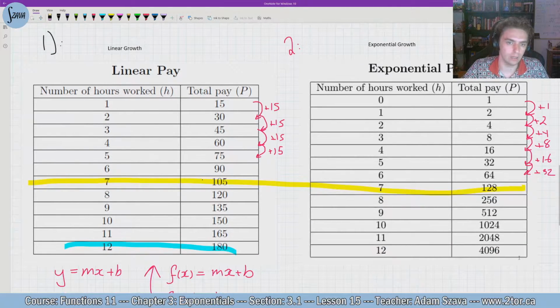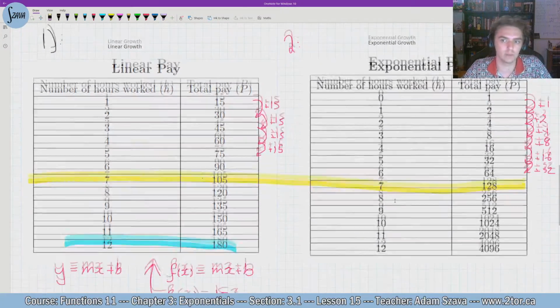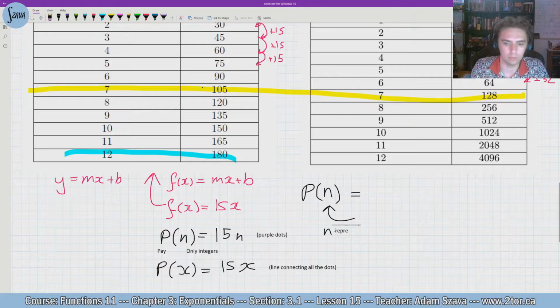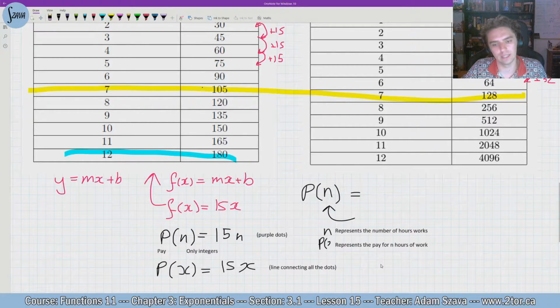I don't know yet, and I don't expect you to know yet at all. So that's what we're going to talk about in the next coming sections. But for right now, I want to just create some P of n, for integers n, that describes this relation right here, which takes in the number of hours worked. N represents the number of hours worked, and P of n represents the pay for n hours of work. And that's true for both of these sides, not just for exponential. That's what these two symbols represent.